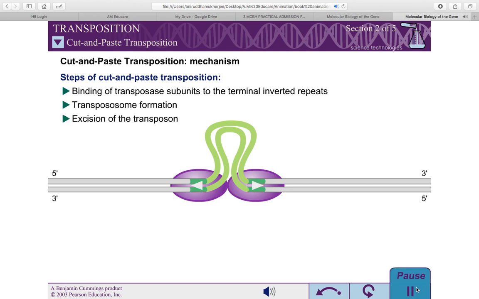Next, the transposon is excised from its initial location in the genome. To accomplish this, each of the transposase subunits nicks one DNA strand, such that the transposon sequence terminates with free 3' hydroxyl groups at each end. To finish the excision reaction, the other DNA strand at each end of the transposon must also be cleaved. Different transposons use different mechanisms to cleave these second DNA strands.